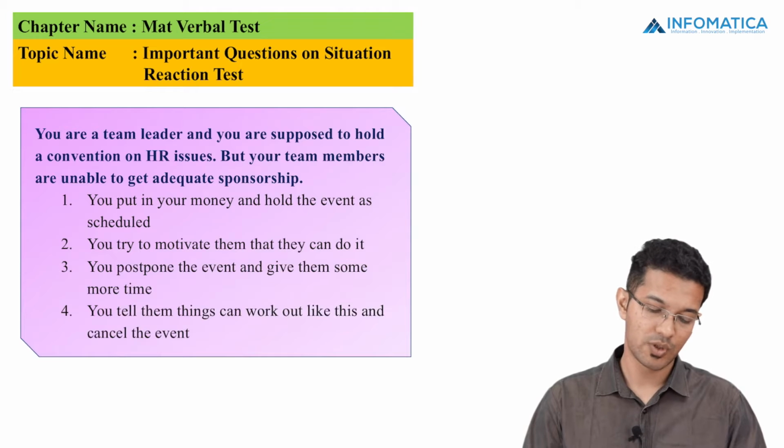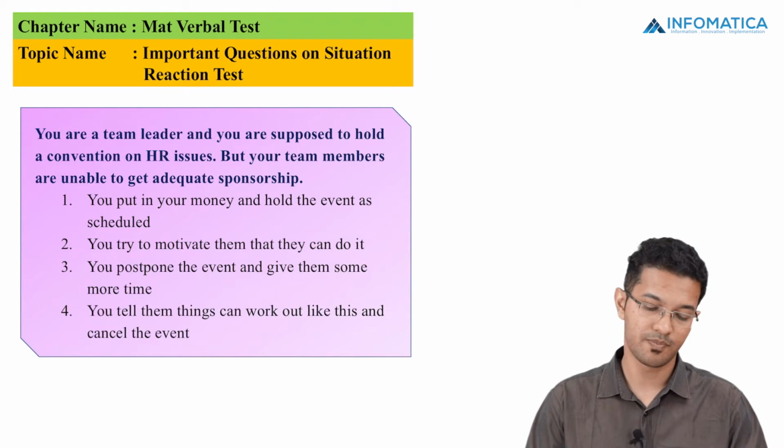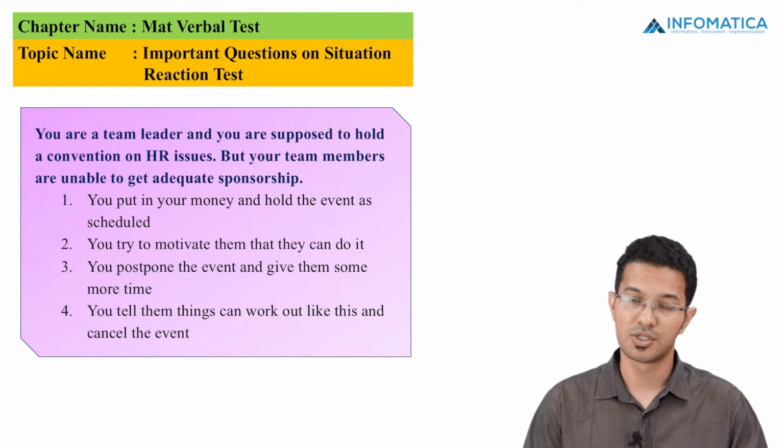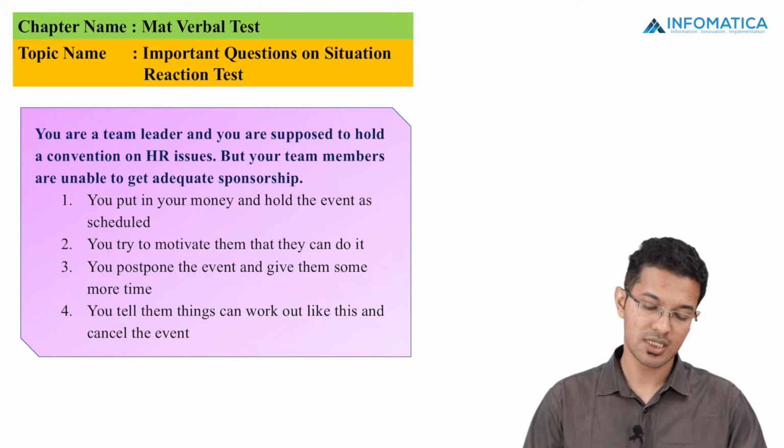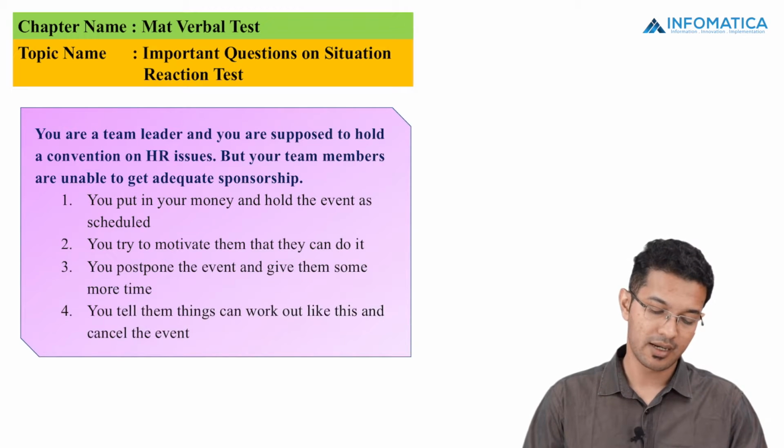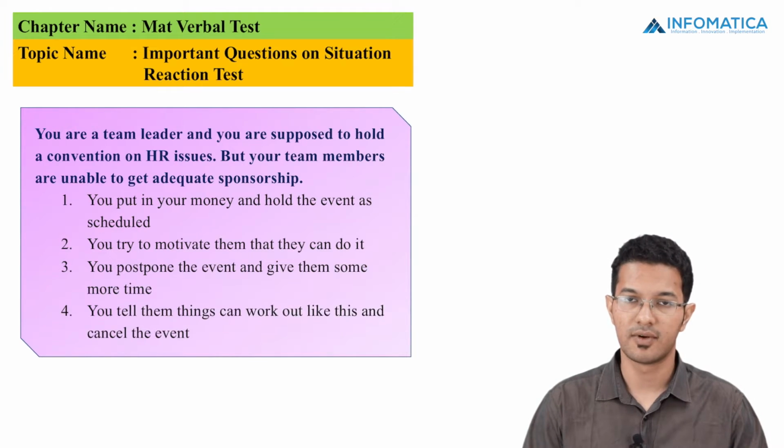Now the next one says you are a team leader and you are supposed to hold a convention on the HR issues, but your team members are unable to get adequate sponsorship. So what do you do in such kind of a situation? The first one says you put in your money and hold the event as scheduled. Second, you try to motivate them and they can do it. The third one is you postpone the event and get them some more time. And the fourth one is you tell them things can work out like this and cancel the event.